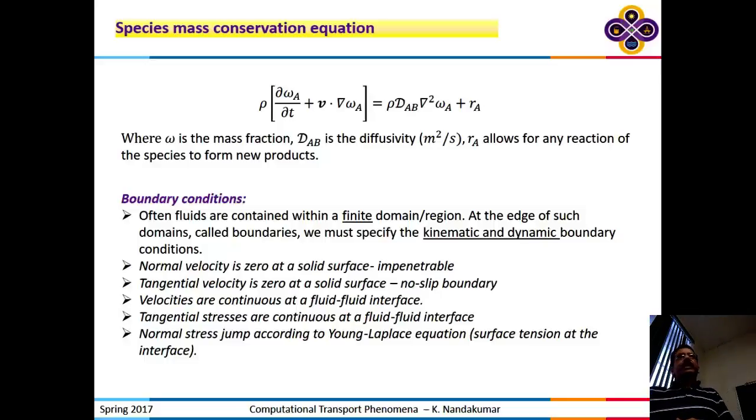Even in the tangential direction, the solid is not moving, right? So the fluid next to that wall should stick to it. That's called the no-slip condition, okay? So the tangential velocity on a wall, a stationary wall, is 0, that's no-slip. The normal velocity is 0, that's impenetrable condition.